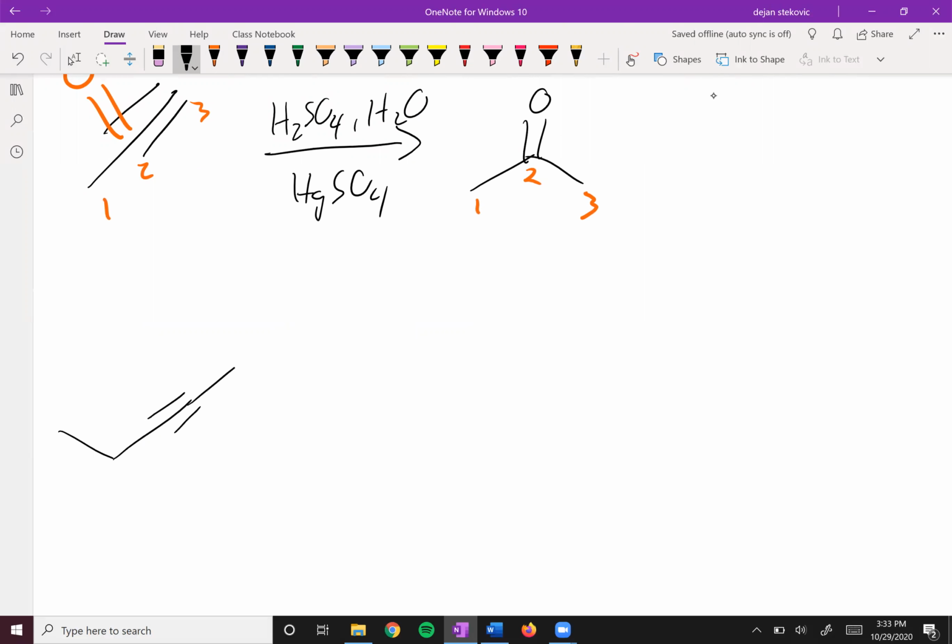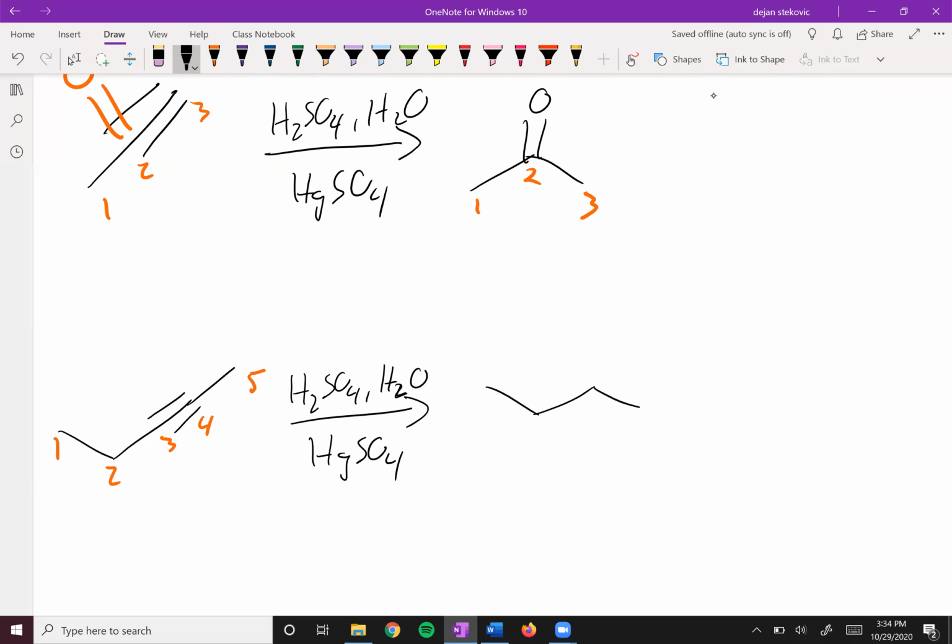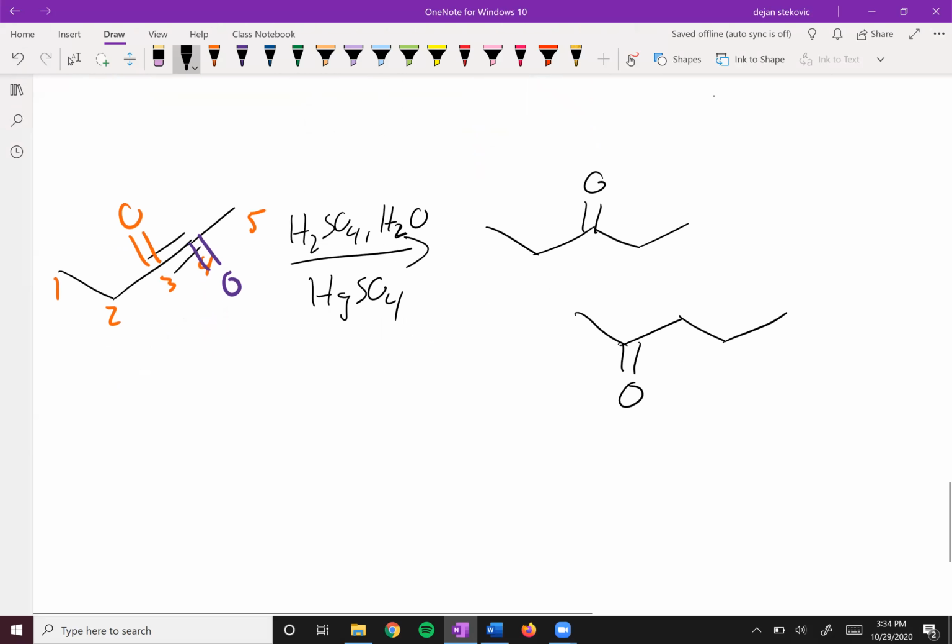If you have an asymmetric alkyne, all right, here we have 1, 2, 3, 4, 5 carbons. We can add our ketone to either carbon, right? So we can add it in position number 3 to get this product, or we can add it to position number 4 to get this product, right? So you'll get a mixture of products there.